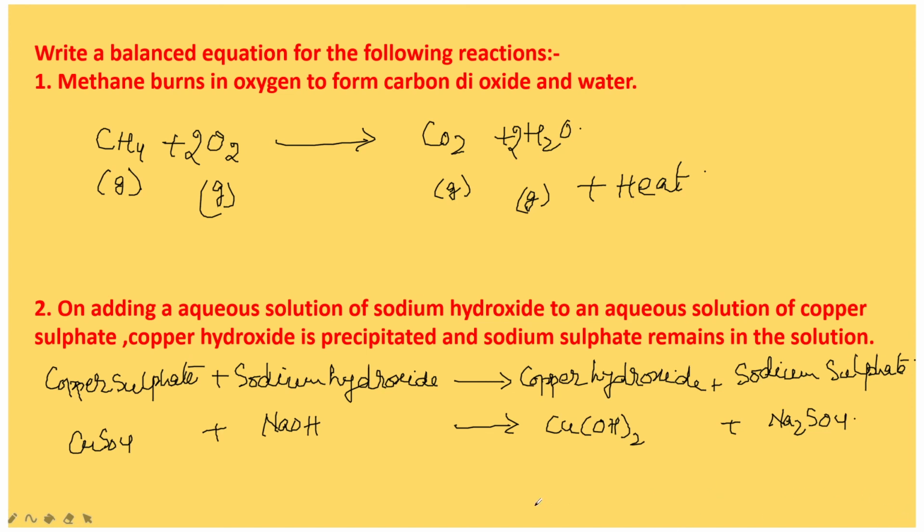Finally, copper sulfate, what is the state of matter? It is an aqueous solution, blue color. Sodium hydroxide is also aqueous. So here Cu okay, SO4 okay, Na, here Na2 is there, so we'll balance it with 2. OH, oxygen becomes O2 here, H becomes 2H here. So now it is a balanced equation, right?